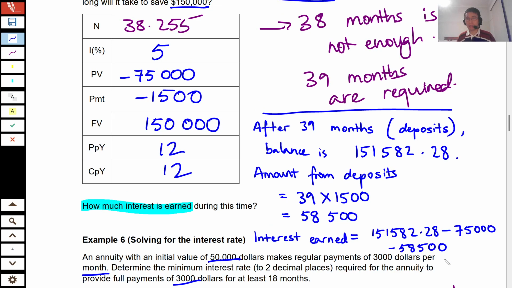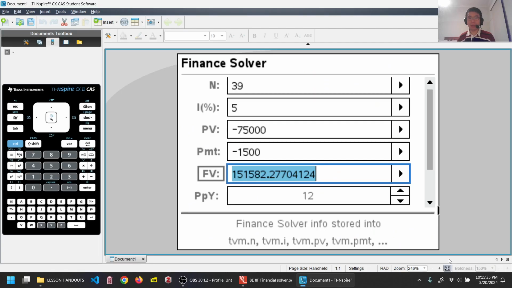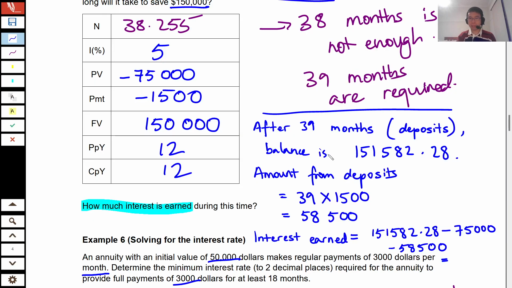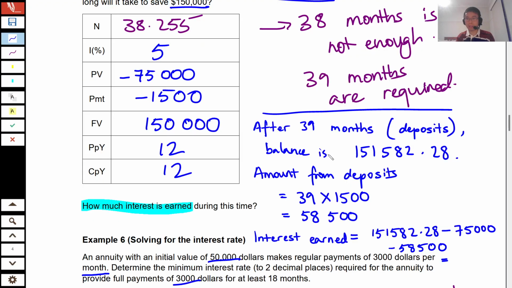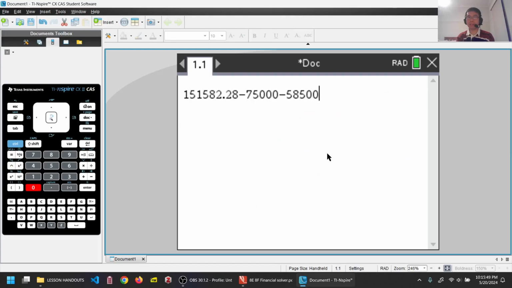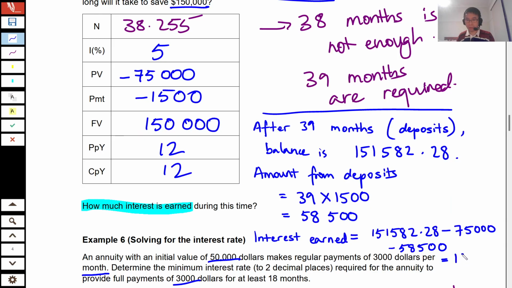If we do this calculation, we'll need to go back to the regular calculator: 151,582.28 minus 75,000 minus 58,500. And you'll see the remaining amount is $18,082.30. That is the interest earned.